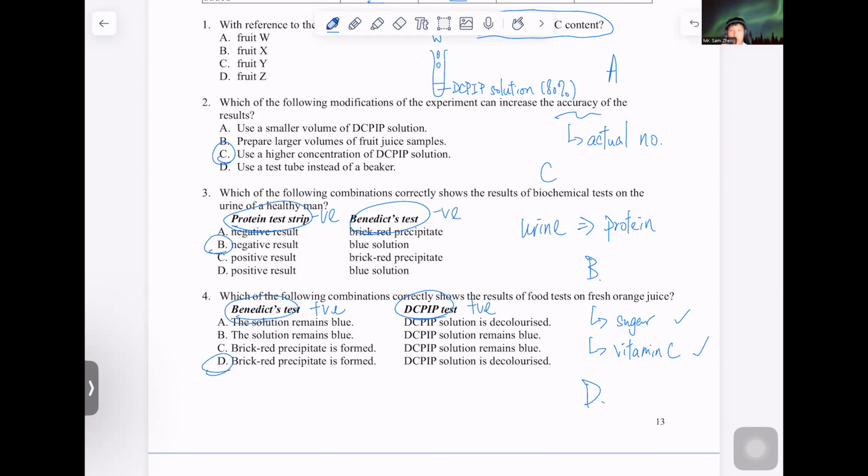Because orange juice, when you drink it, you will taste sweet, right? So it does contain sugar. And this sugar, in fact, is fructose. Okay, fructose.